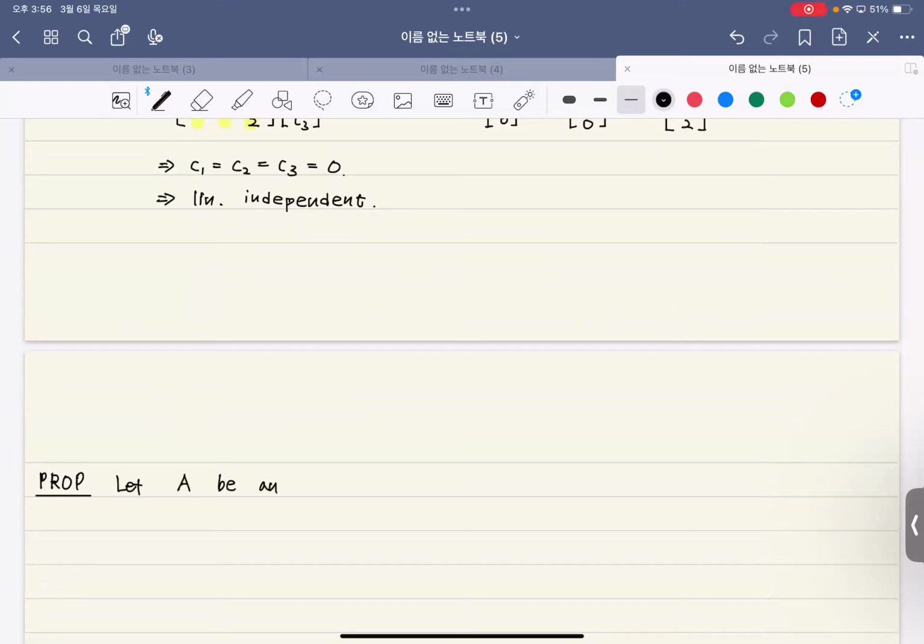I have an m by n matrix A. Then A has linearly independent columns if and only if the null space of A is a trivial subspace.